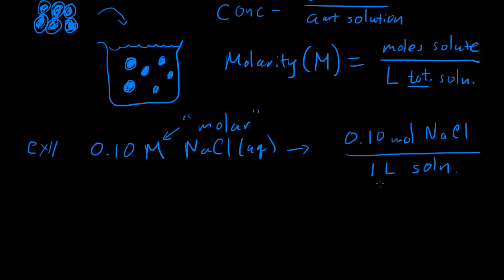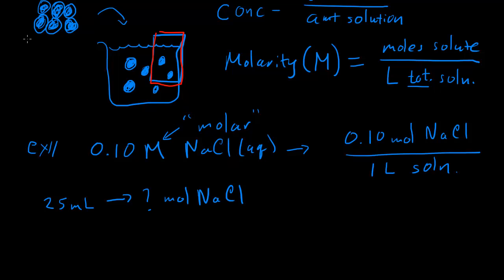So we can use this as a way of calculating the number of particles if we get a certain volume. So let's say we take 25 milliliters of the solution, and what I want to know is how many moles of NaCl is that? So we've taken a certain volume of this whole solution, so we're going to get a certain number of these particles, right? If I just go in here to my drawing and I scoop out that number of particles right there, I've gotten a certain volume, and I want to know, well, how many moles of particles are in there? I want to go in and count those. So we're going to try to do that in this problem.